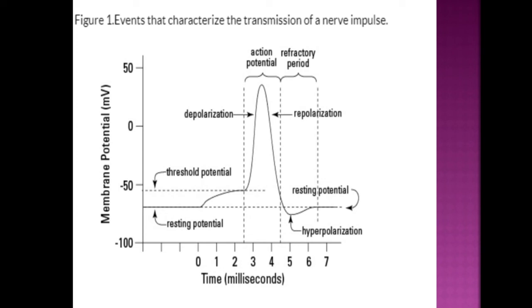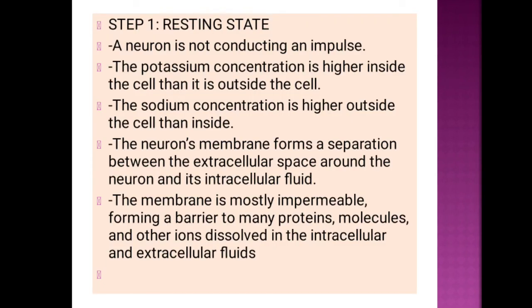Why does hyperpolarization happen? It is due to ion channels in the membrane being open or closed. Opening of the channels that let positive ions flow out of the cell, or negative ions flow in, causes the hyperpolarization. Step 1 is the resting state. The neuron is not conducting an impulse, and the potassium concentration is higher inside the cell than it is outside the cell.